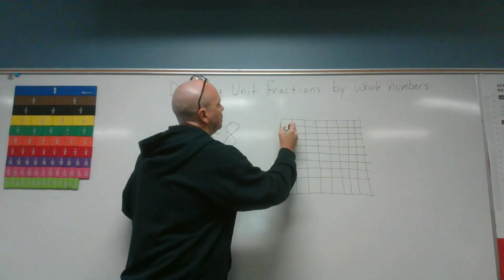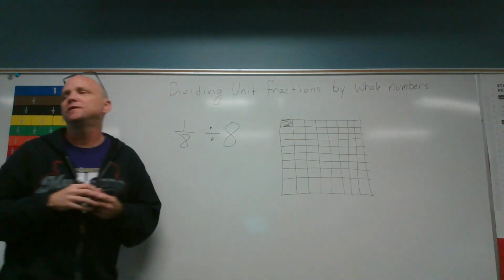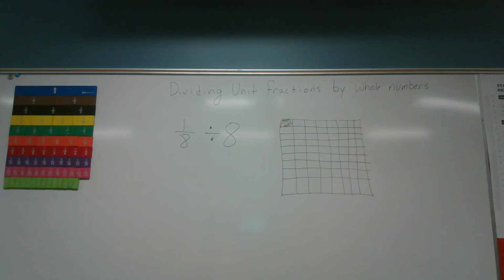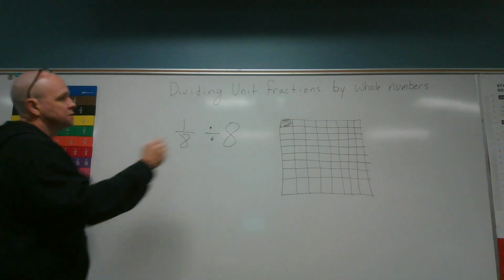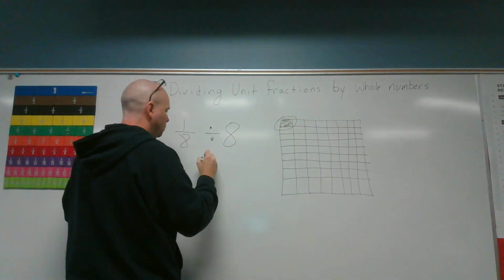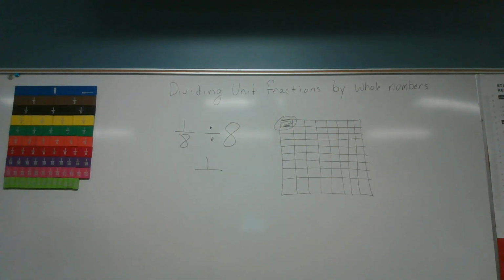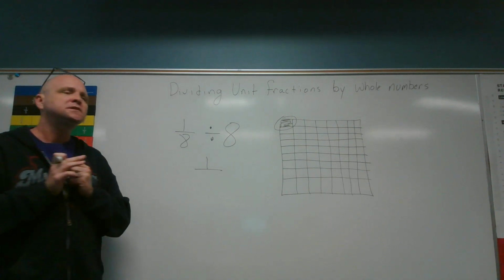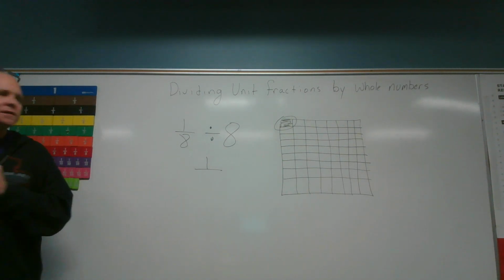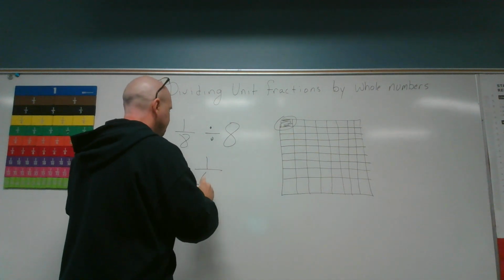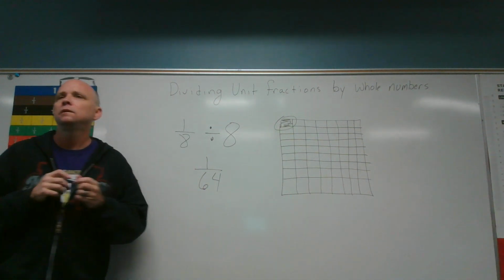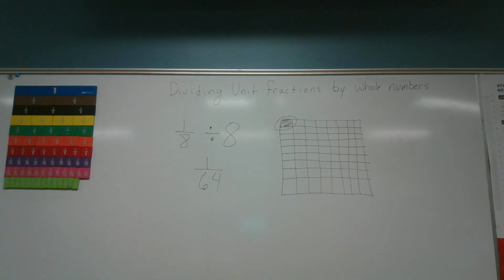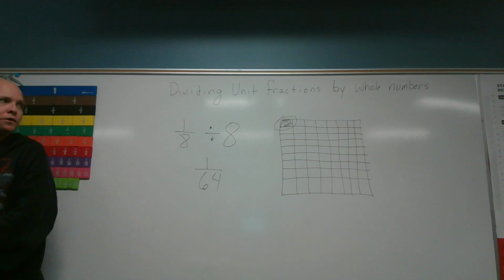We want to know what one little piece of this equals. Since we're looking at just one little piece, my numerator is 1. And if you can count to 64, that tells you there are 64 equal pieces. One 64th. And that is how your picture will look.